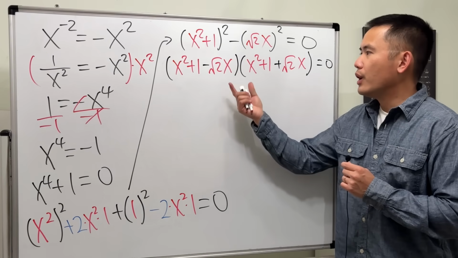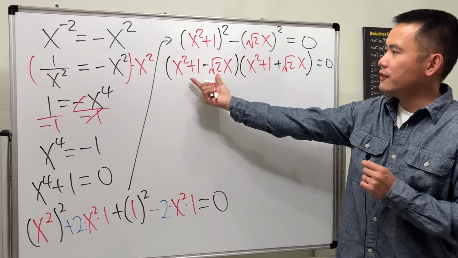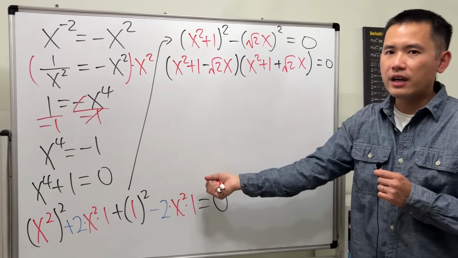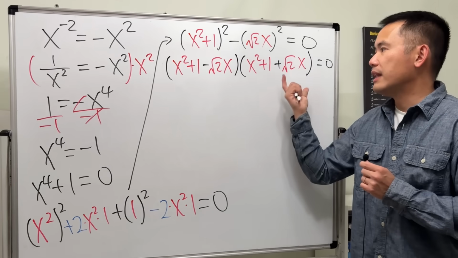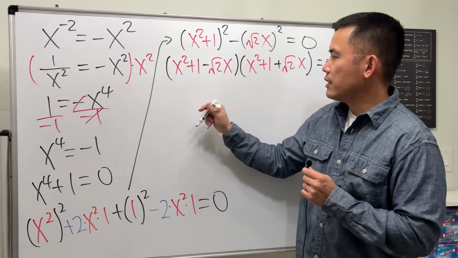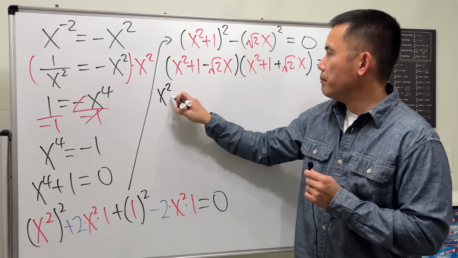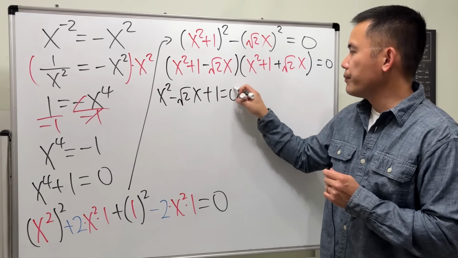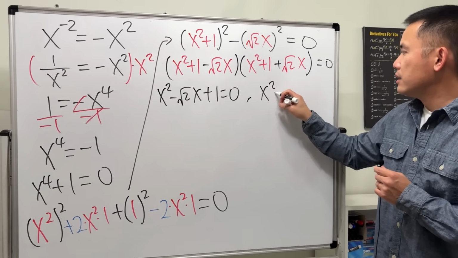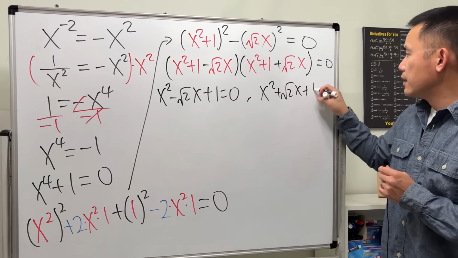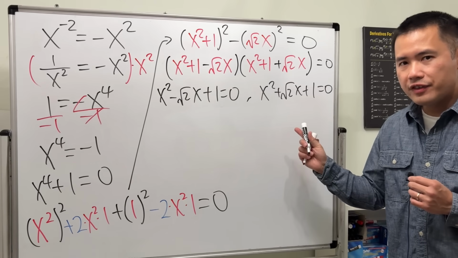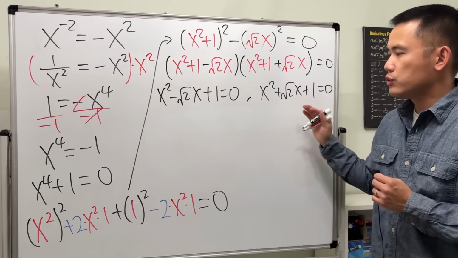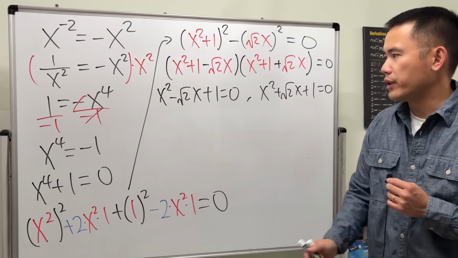Now as you can see, we actually just have a quadratic factor times a quadratic factor equal to 0. We can make this equal to 0 and solve for x by using the quadratic formula, likewise for this. So for this, we must have x squared minus square root of 2 x plus 1 equal to 0, and then the other one. I don't have enough space to solve these two equations on the board right now, but don't worry.